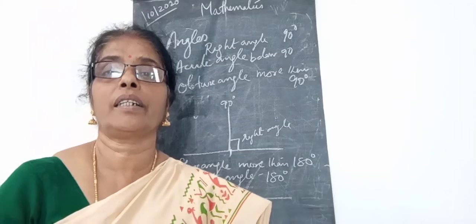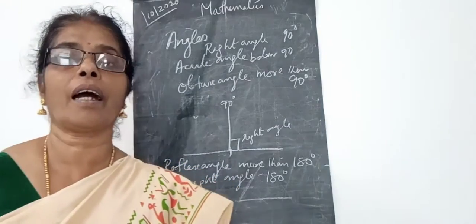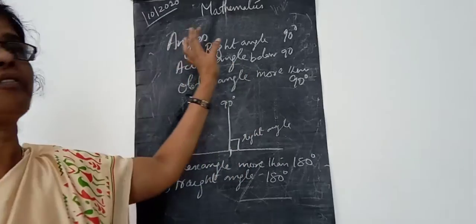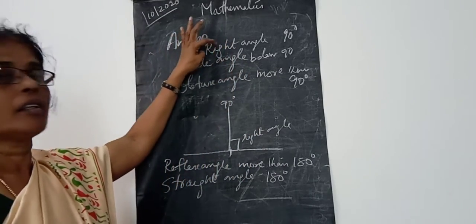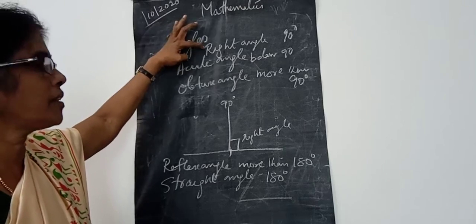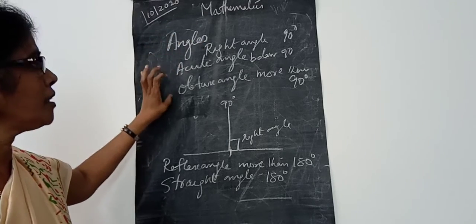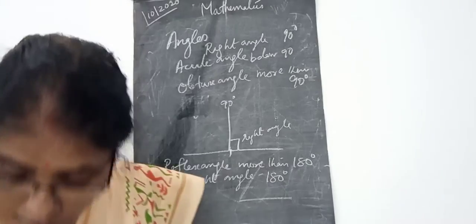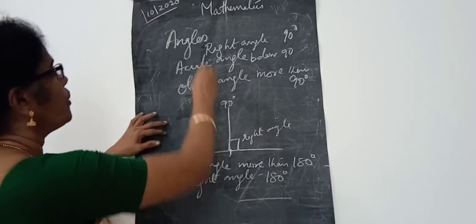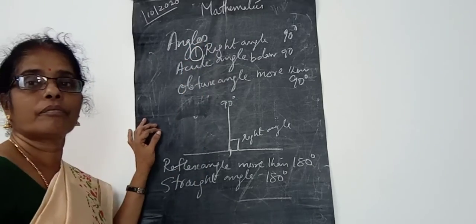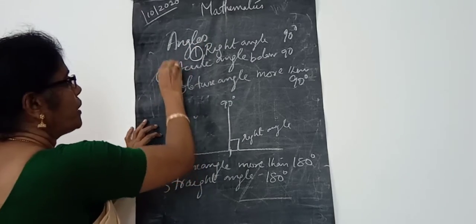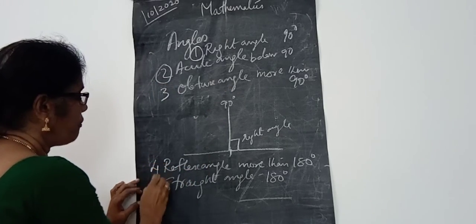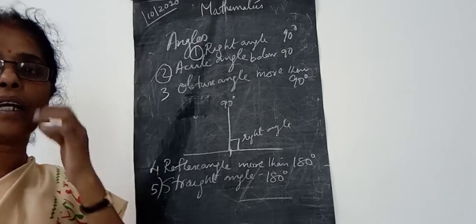Today we will study the different types of angles. Look here, which are the different types of angles? That is right angle, acute angle, obtuse angle, reflex angle, and straight angle. Number 1, right angle. Number 2, acute angle. Number 3, obtuse angle, then reflex angle, and straight angle.